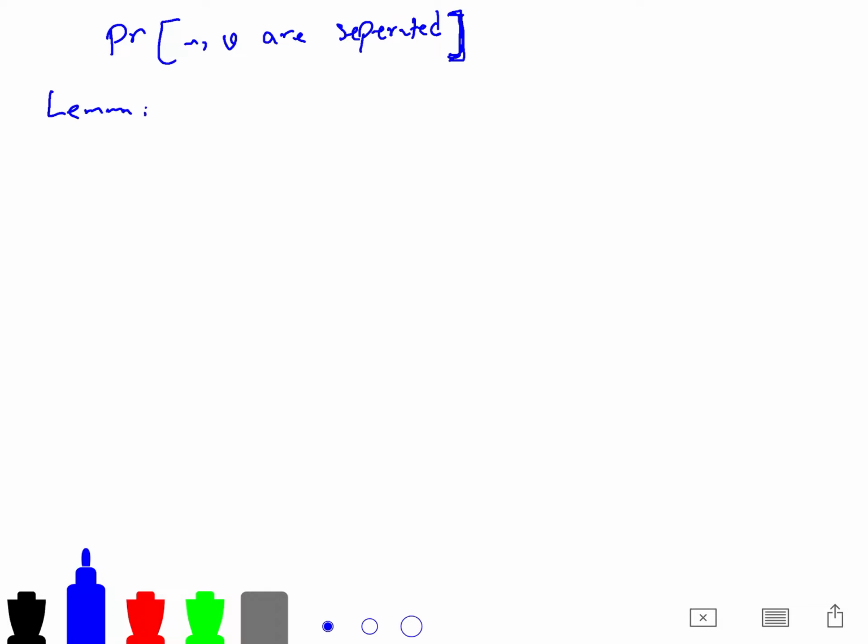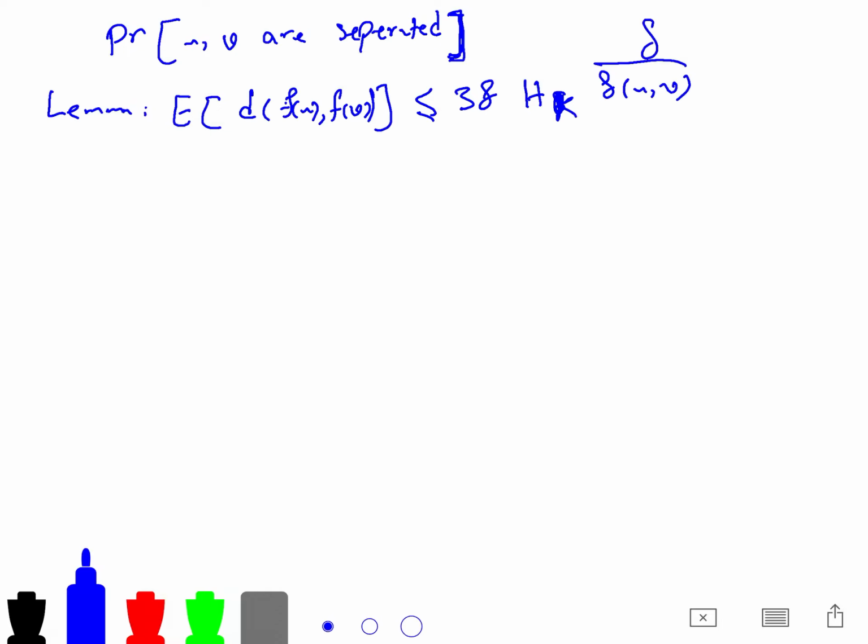And there is a lemma that says that the expectation of the distance between F of U and F of V is less than 38 HK delta of U and V. So this is delta, and this is, they call it S of U and V.